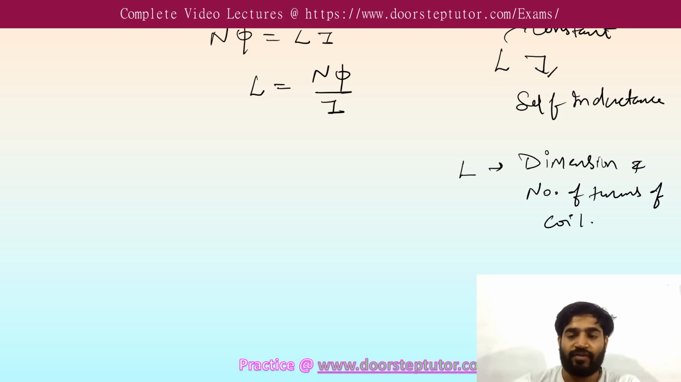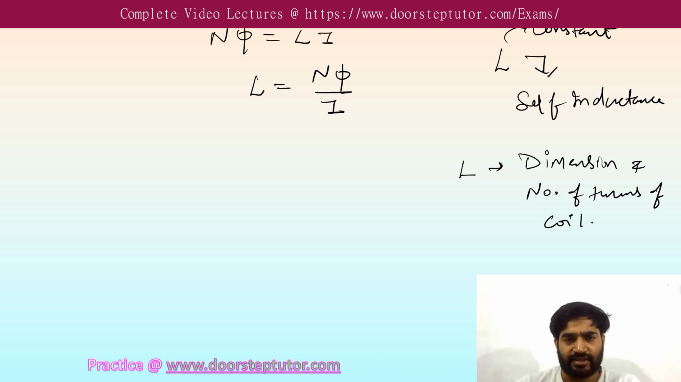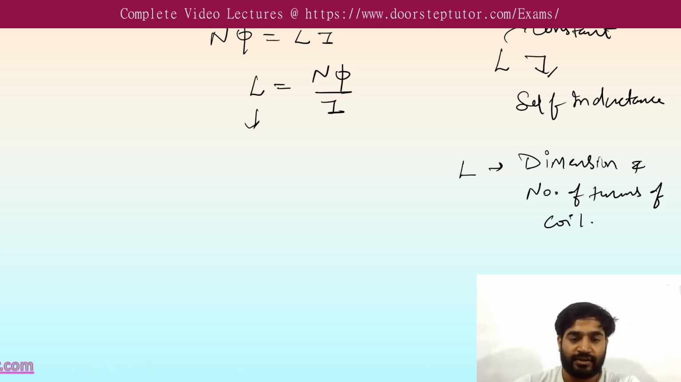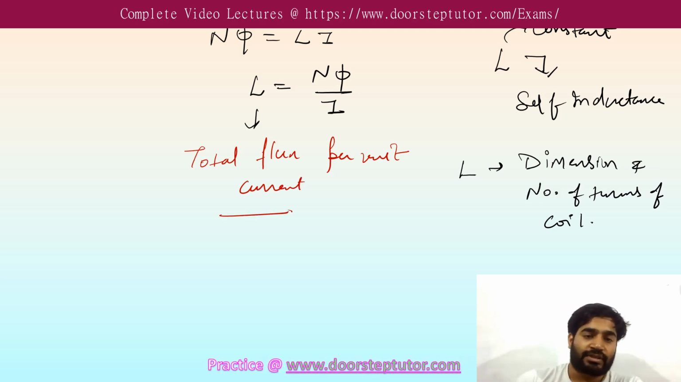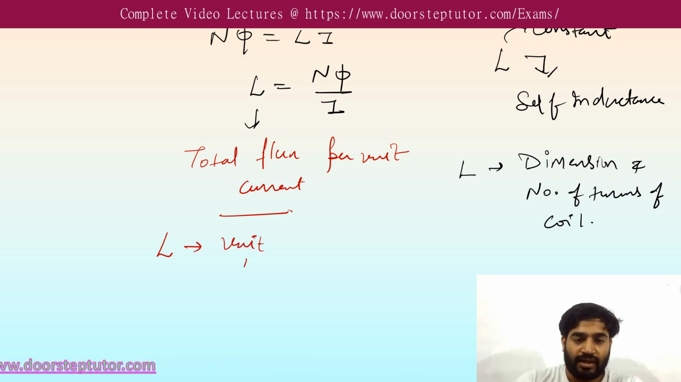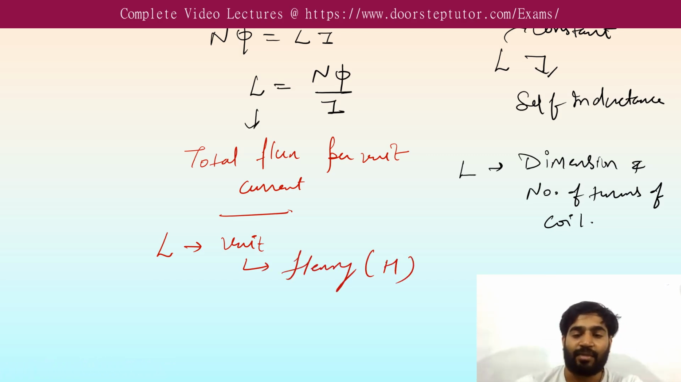So total flux per unit current is what we call self-inductance. Self-inductance has a unit, and that unit is Henry, denoted by capital H. Clear? This is the first basic thing regarding inductance.